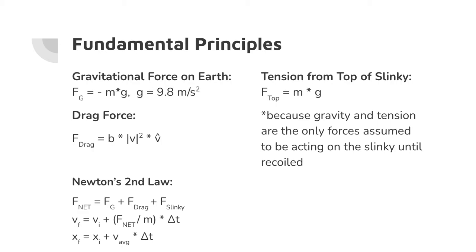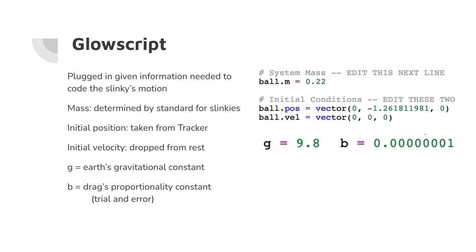Gravitational force on Earth can be calculated using mass times gravitational acceleration on Earth, which is approximately 9.8 meters per second squared. The particles in the object's atmosphere interact with the object itself and is represented by drag force. There is also tension coming from the top of the slinky, since it's connected to the bottom of the slinky and exerts a force on the bottom, which we will see is equal and opposite to the gravitational force. Finally, we'll be using Newton's second law to calculate the velocity and position of the slinky at a given time.